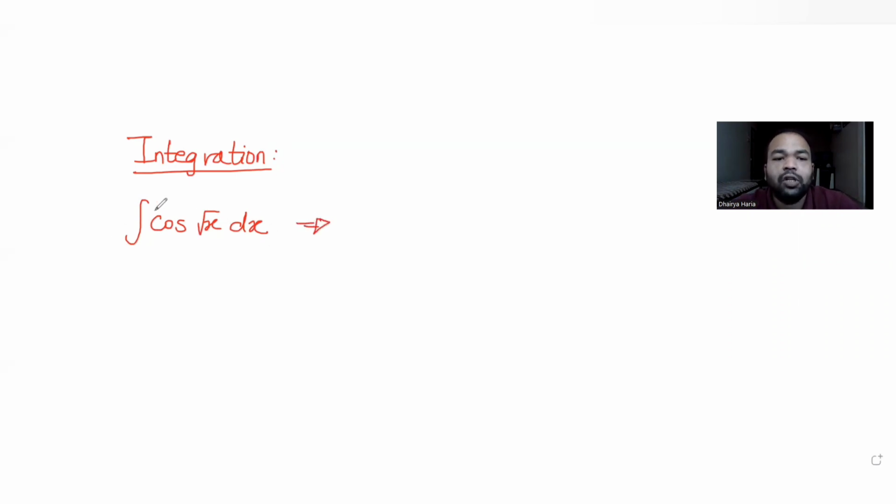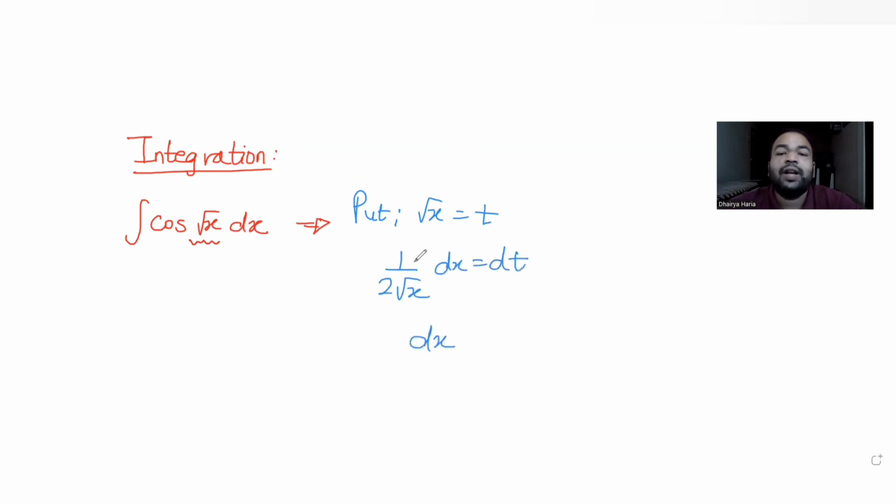If I try to solve this, first of all, I will try to rewrite root x as some other variable. Let's say I put root x as t. If I take the derivative of this, it becomes 1 upon 2 root x dx equals dt. Now the entire equation we are changing in terms of t, so let's also change dx in terms of t. So dx will become 2 root x dt, and instead of root x, we have already written it as t. So it becomes 2t dt. So dx is 2t dt.